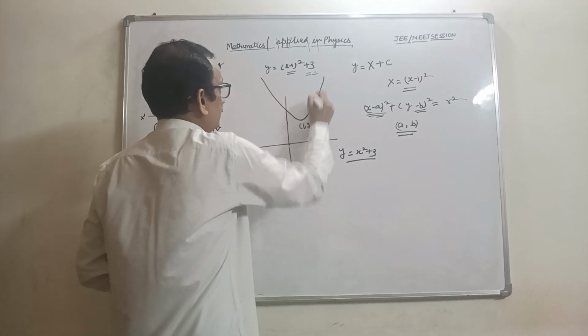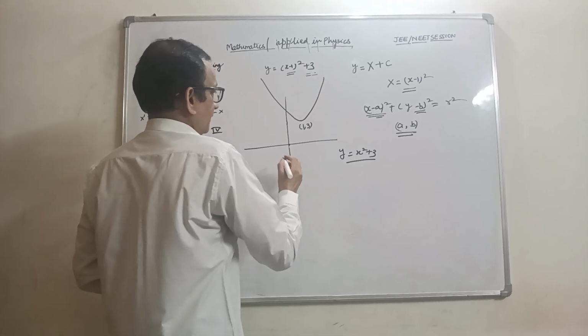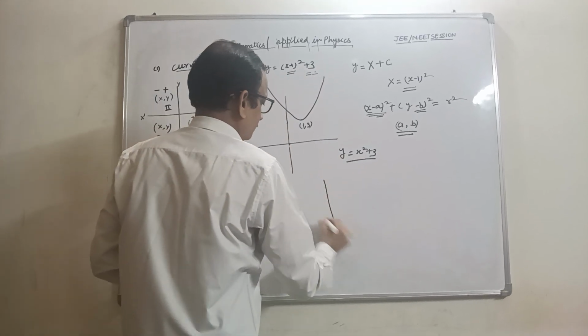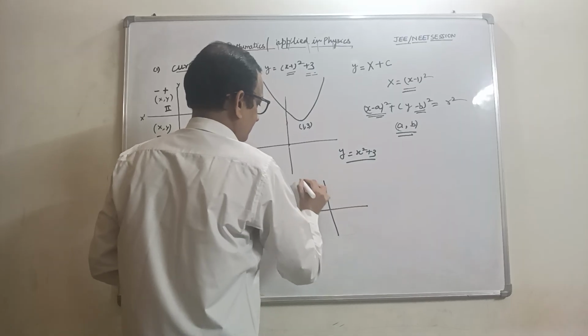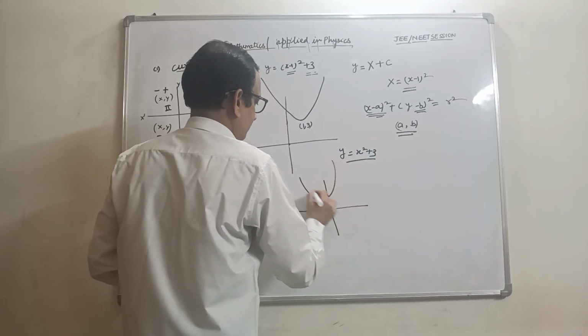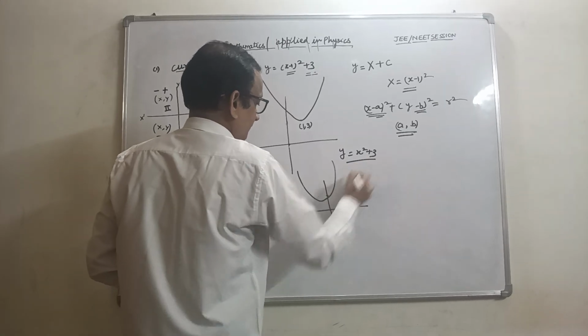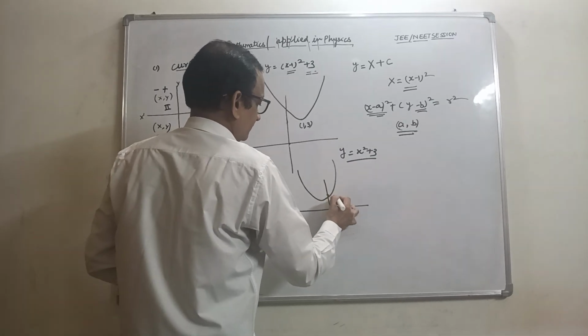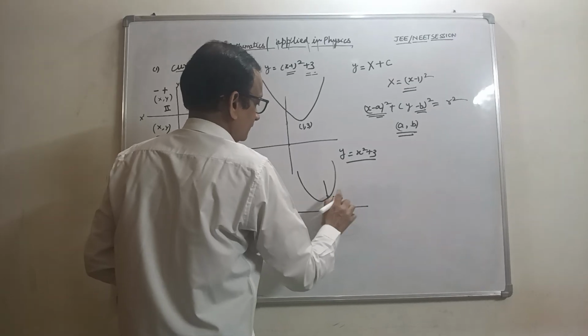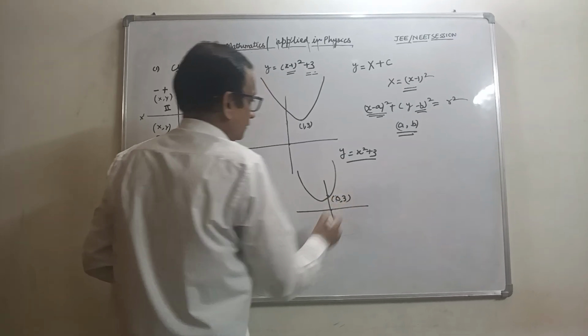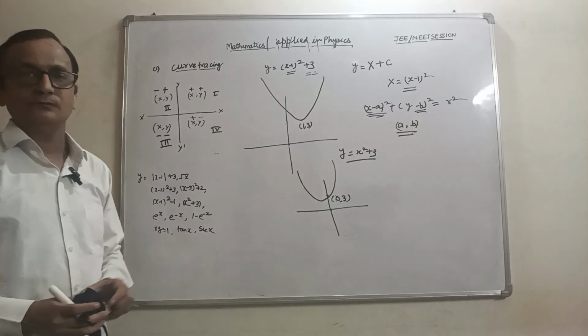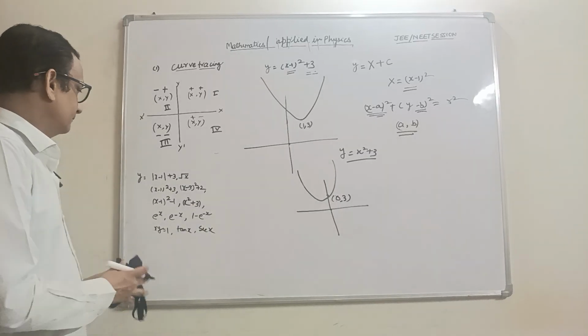So this would be x minus 1. And for y is equal to x square plus 3, this would be like this. From the origin it shifts 3, to 3 comma 0, 0 comma 3. So you have to understand the shifting of the graph here.